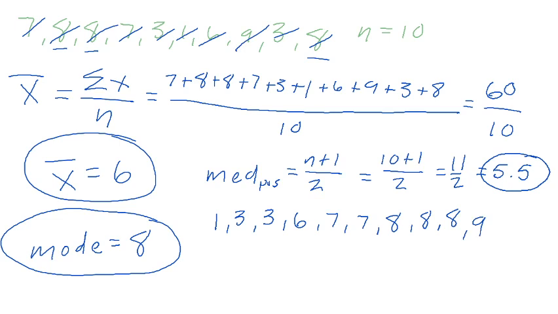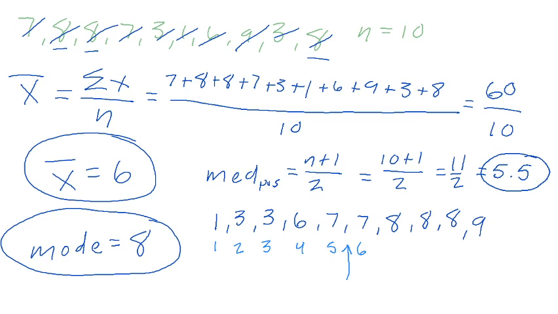We have a position of 5.5. Let me go ahead and label these. We have position 1, position 2, position 3, 4, 5, 6, and so on. But we're looking for position 5.5. So we're looking right here, right in between these two scores. This is the position of the median.